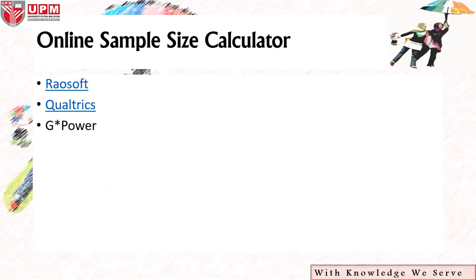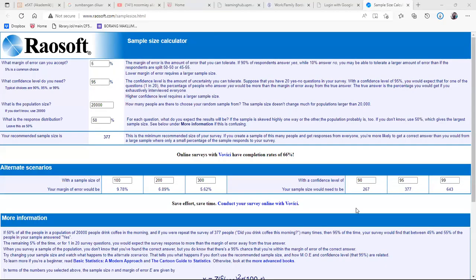Okay, there are a few more online sample size calculators that you can use free of charge from the internet. The first one, Raosoft. Raosoft, you do not download, but you can access it online. Let me click. Okay, can you see? You can't see, I will share again. Okay, so this is the Raosoft software.